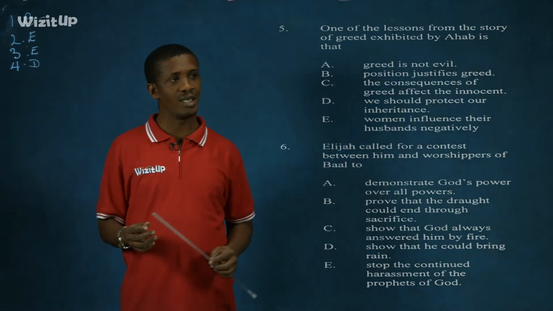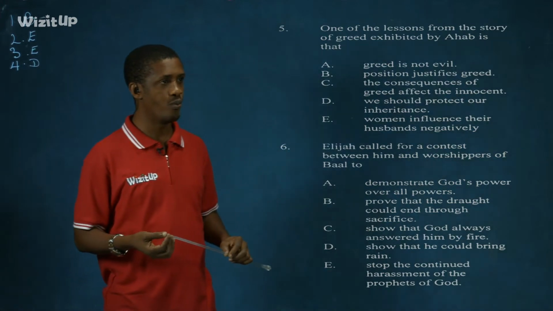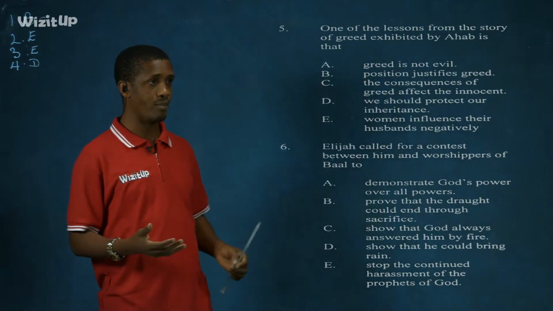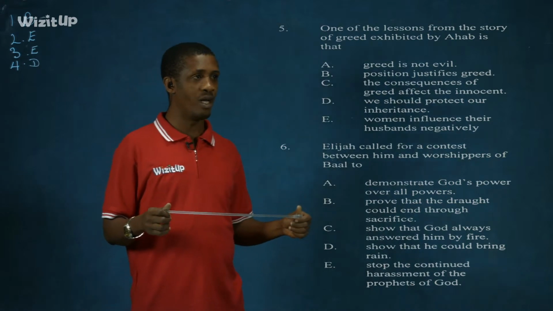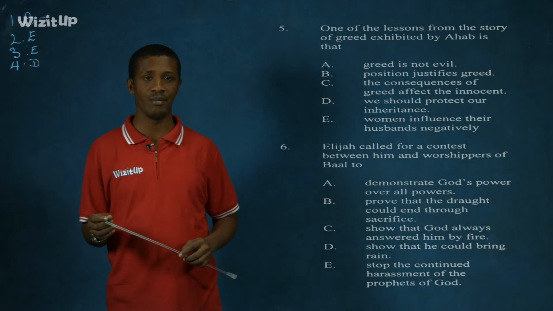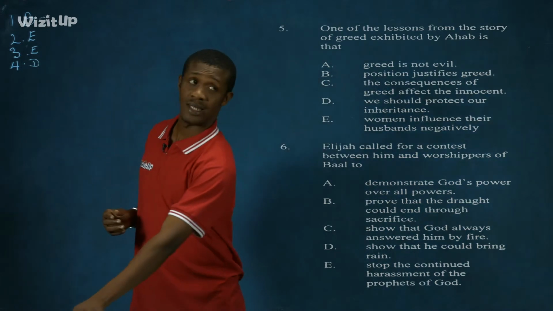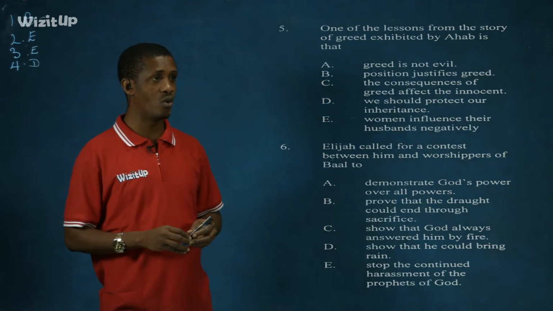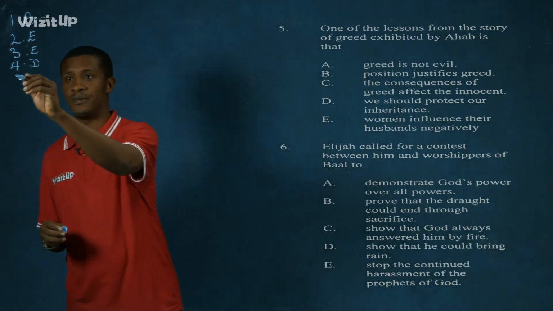So that is the correct answer, because if you go to D, you will see that we should protect our inheritance. Though we should do that, that is not what the story is talking about. And E, women influence their husbands negatively. That's even an overstatement, because it's a generalization. Not all women influence their husbands negatively. So the answer to the question is option C, where the consequences of greed affect even the innocent.